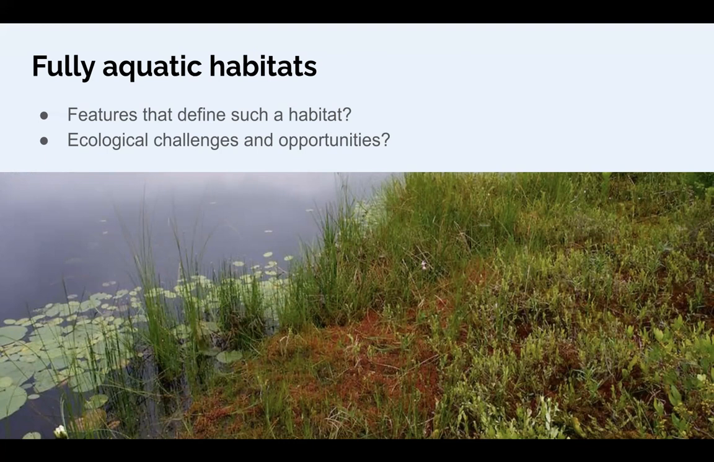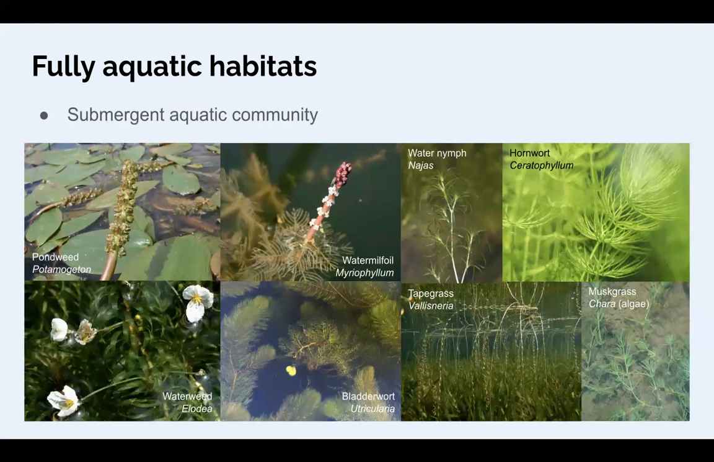And that's a bit of a challenge if you're living in an aquatic habitat. So we do find characteristic plants that are adapted to those conditions and thrive and are able to compete well in that environment. So just some illustrations of the plants you might find in these fully aquatic habitats. This is a community of plants that are present underwater. So this is what we call the submergent aquatic community. So plants that are submerged or submersed underwater.